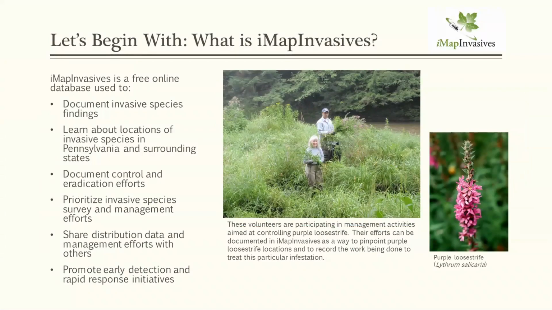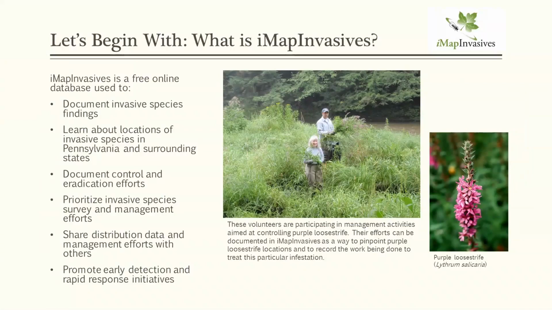So it's not just documenting where you're finding things, but also the management that you're implementing to try to control these species. You can also use it to look at where other people are finding species to then prioritize your own survey and management efforts for the coming year. You can use it to share distribution data and management efforts with others, maybe some folks that you're working with. Because it's a platform that anyone has access to, you can easily share data with it.